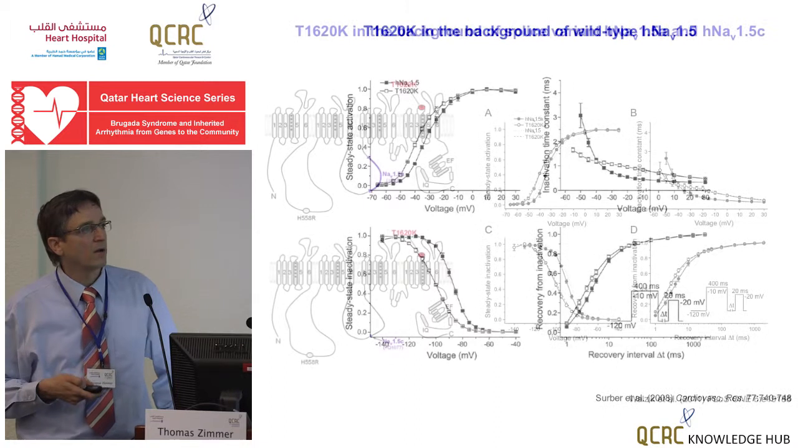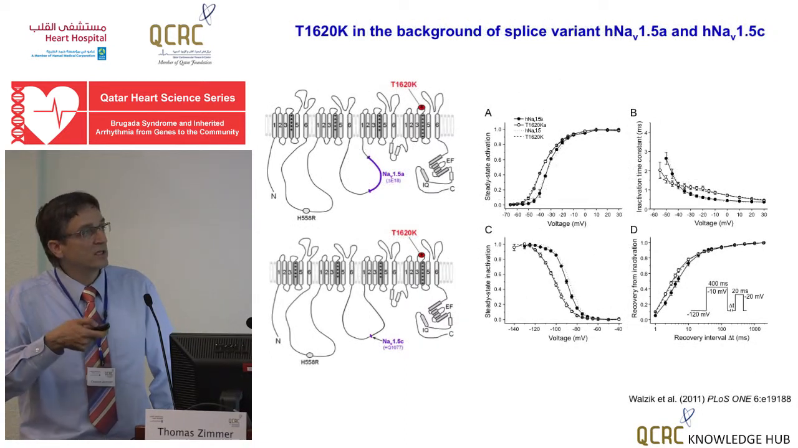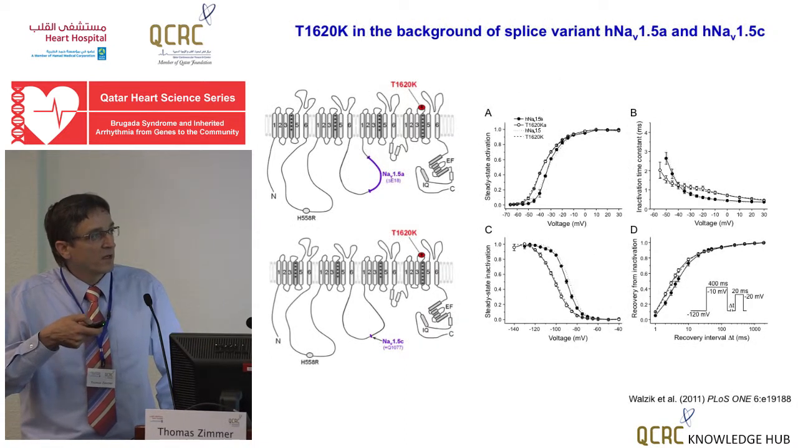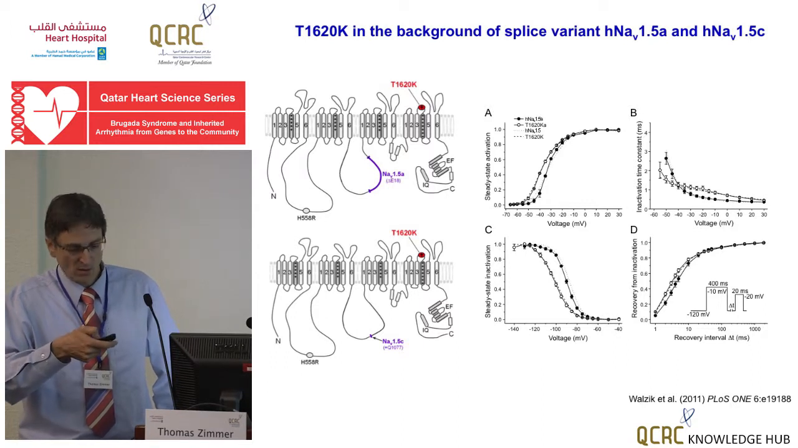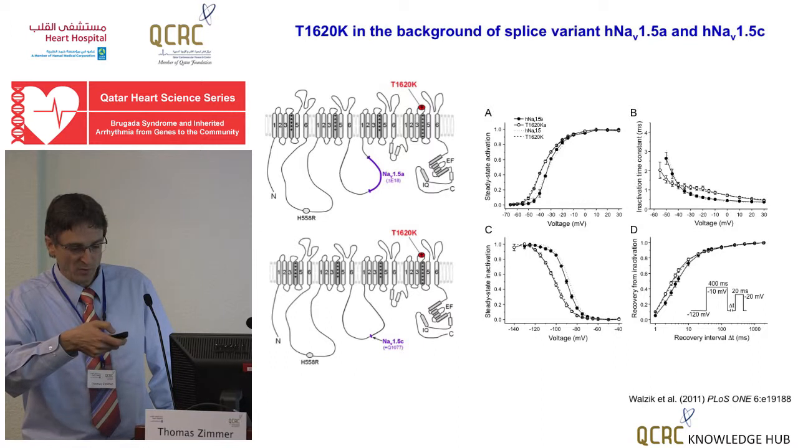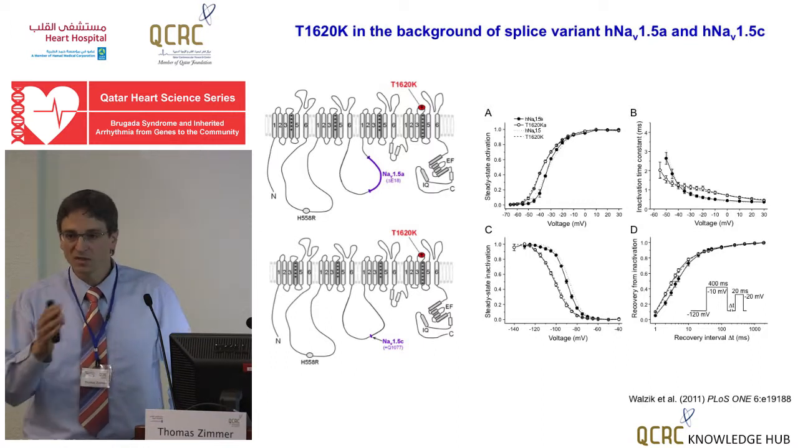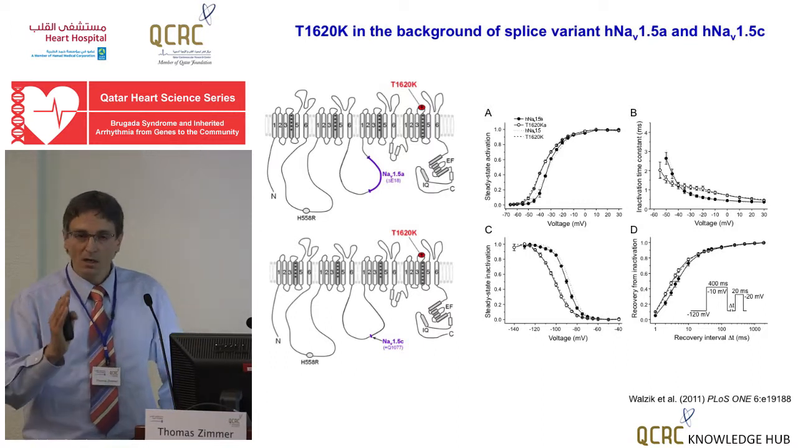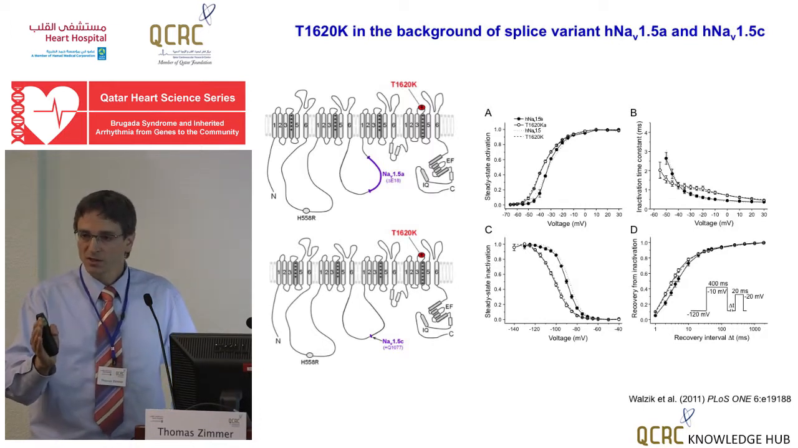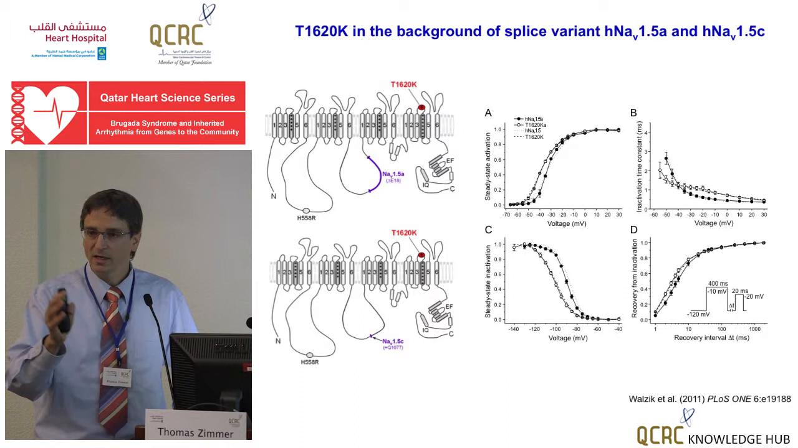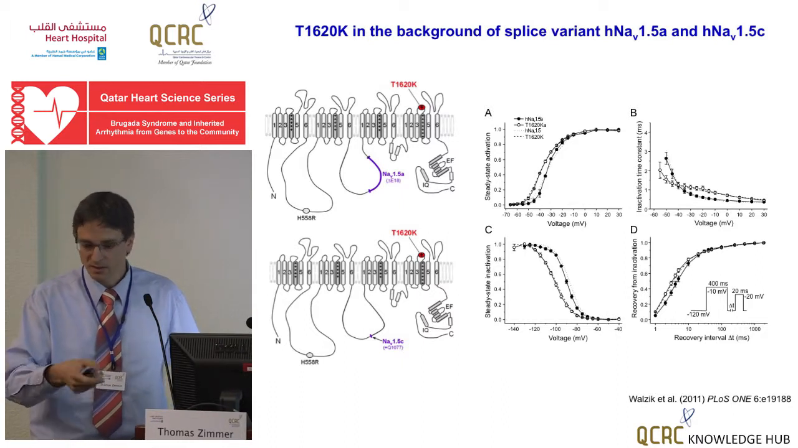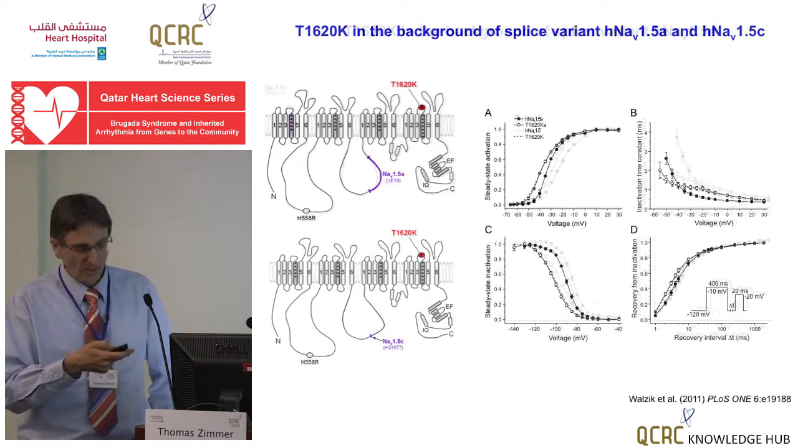When we introduced this mutation into the background of NAV 1.5A or NAV 1.5C, we couldn't see any difference. The mutation caused the same alteration in the background of wild type and in the background of the splice variant. So there was no difference.